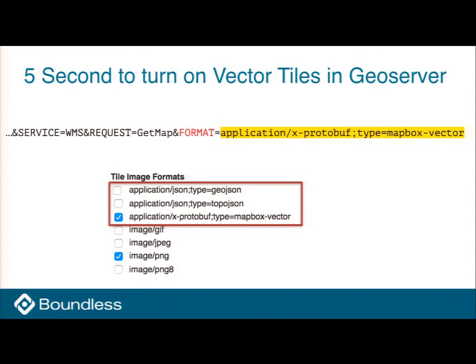And to make them available through GeoWebCache, to do tiling and caching, just tick the box on the vector tile format you're publishing to, and it does the rest. That's it. 5 seconds and you're cooking with gas.